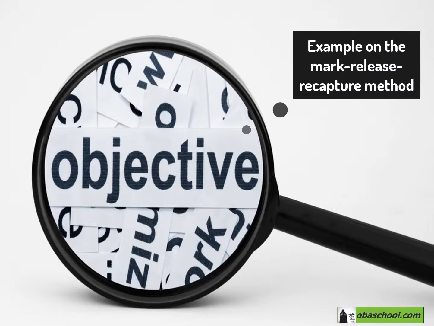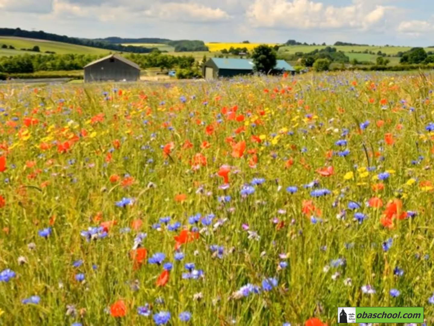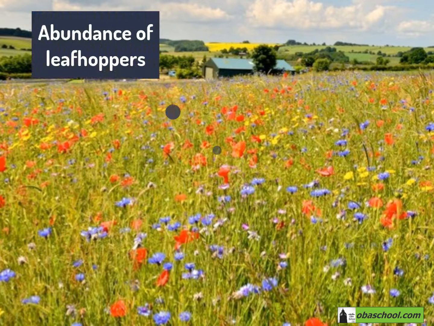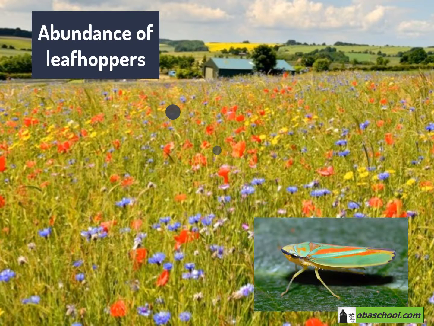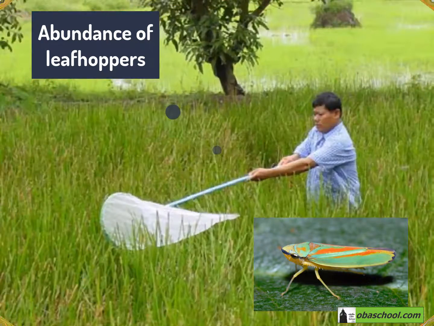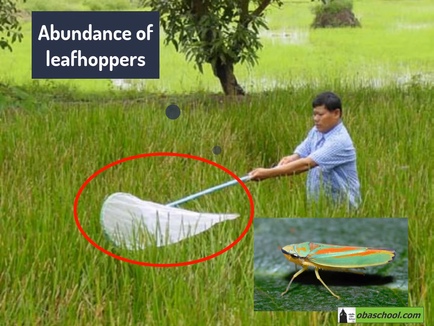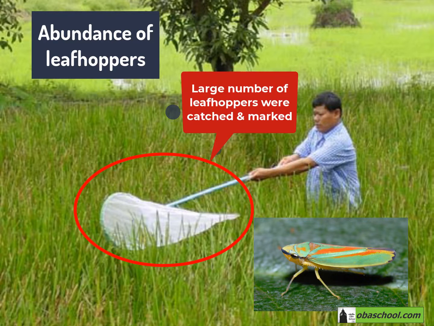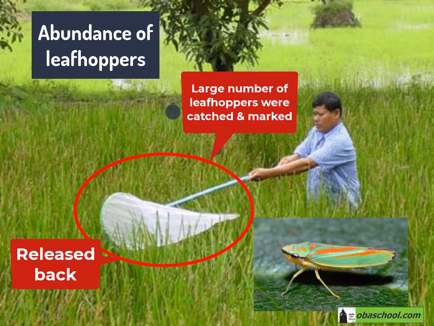Now let's take an example on the mark-release-recapture technique. Let's assume that scientists wanted to investigate the abundance of leafhoppers in a small grassy meadow. They used sweep nets to catch a large sample of leafhoppers from the meadow. Each insect was marked on their underside with non-toxic waterproof paint and then released back into the meadow.